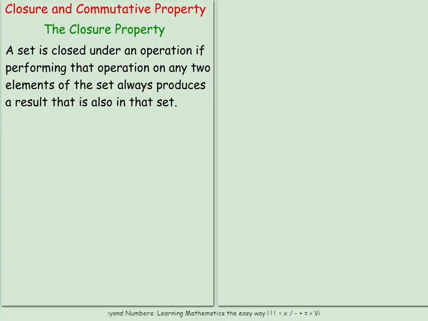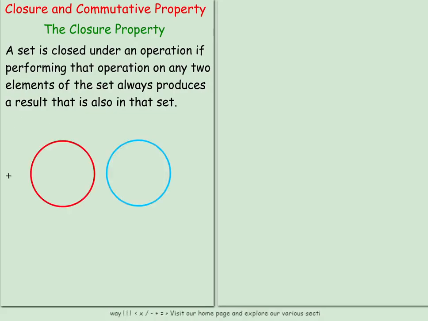So talking of closure property, we say a set is closed under an operation if performing that operation on any two elements of the set always produces a result that is also in the set. What does this definition mean? Let's look at this over here. Just to explain, I'll use, let's say, even numbers here.